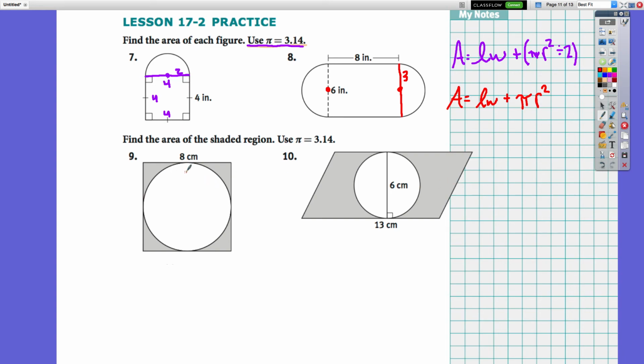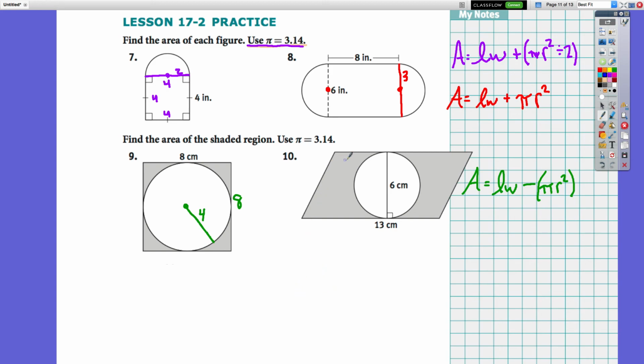Number 9 is the exact same as the problem we had just done, and I will let you know that this is also a square. So again, if it's a square from the center of the circle, we have a radius, which would be half the diameter, or a radius of 4 centimeters. So now we're moving into some subtraction. So the area would be the square, length times width, minus pi times r squared. Now I'm putting that in parentheses because we are subtracting it, okay? Just making sure that we are aware.